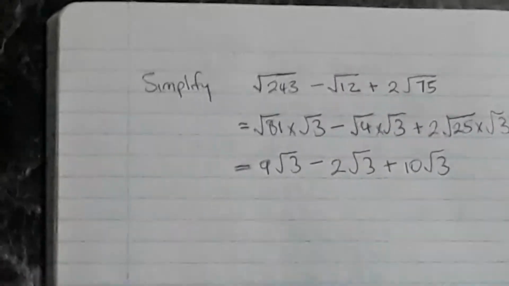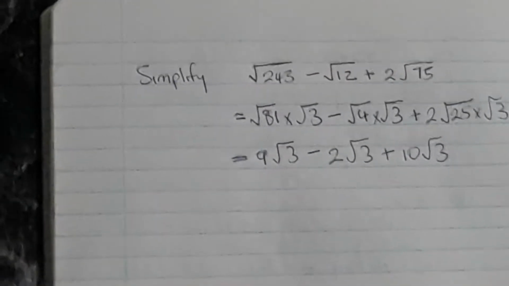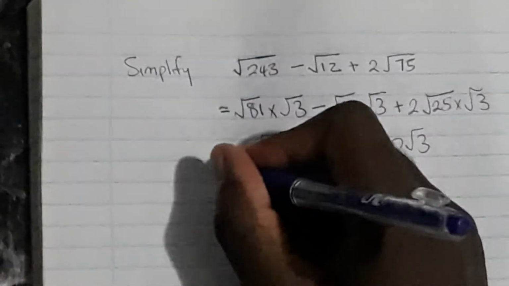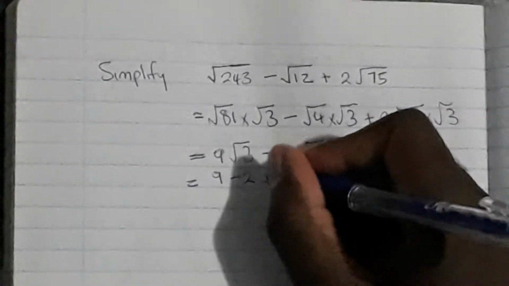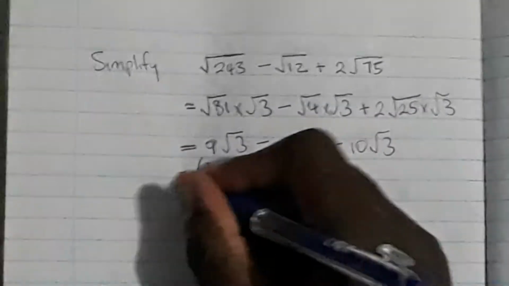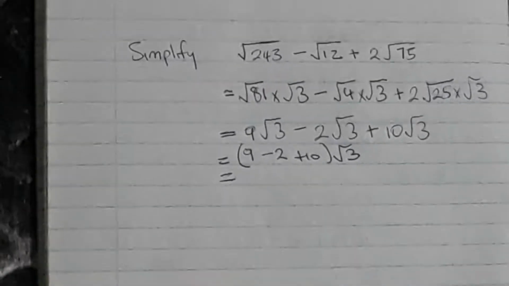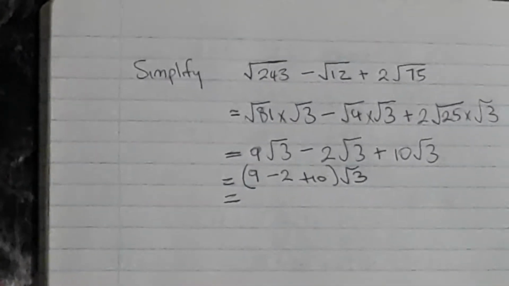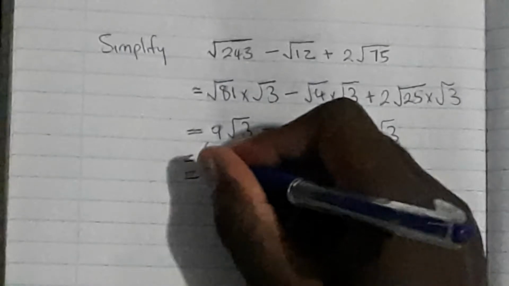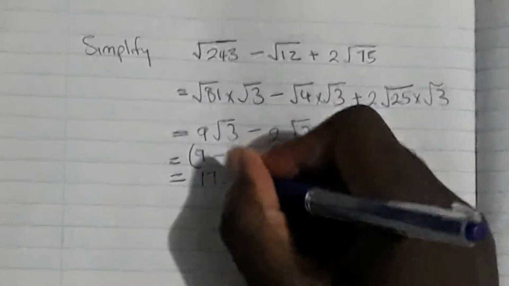And then what we do here is we see that we can factor out root 3. So let's do that. So this will give us 9 minus 2 plus 10 all multiplied by root 3. Right? And now that will give us 17 root 3. And that there, guys, is our answer.